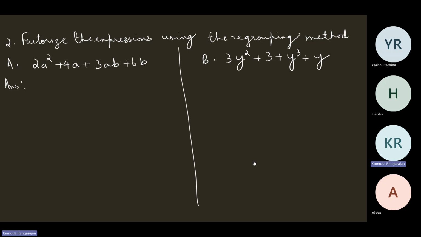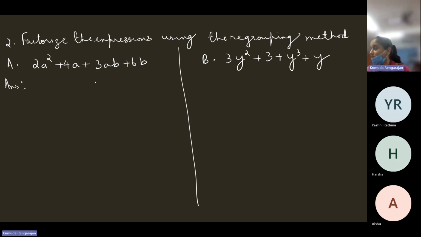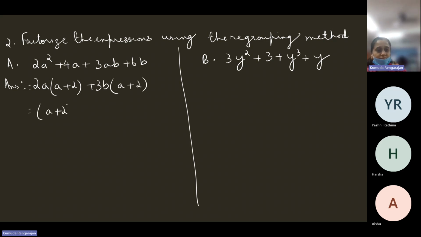Yeah, Gayatri, tell me the answer for this one. Loudly, just read out from your book loudly. 2 plus 2... plus 3b, 3b into a plus 2, a plus 2. Correct. Then next step, a plus 2. Very good. Okay.